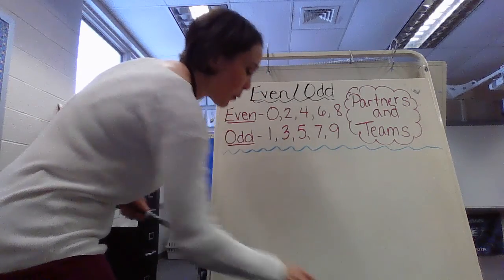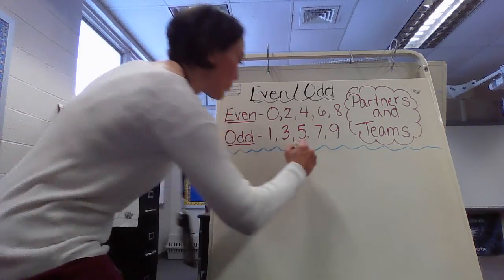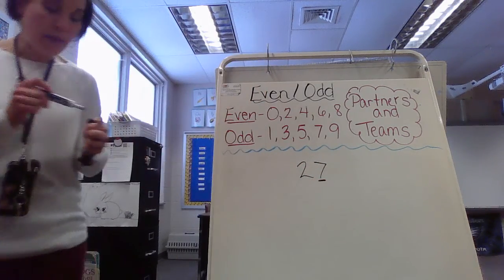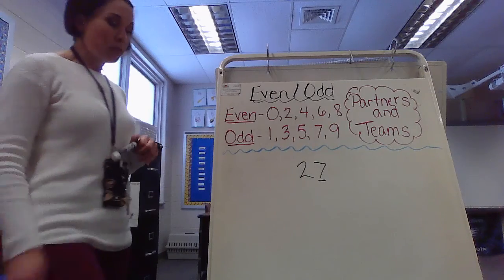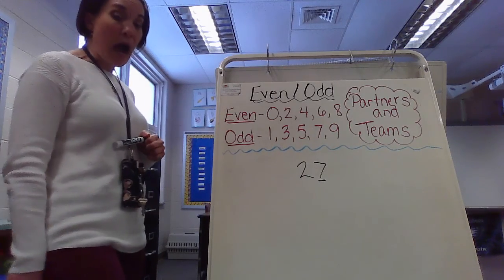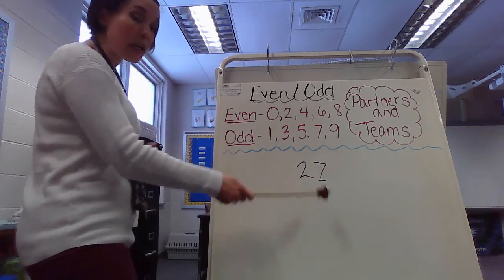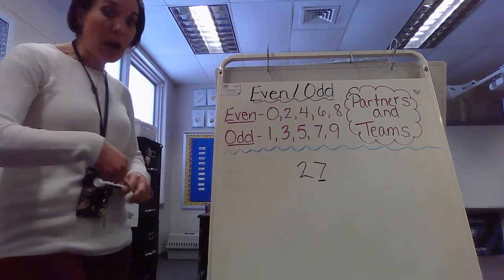Let's put another number up there. Let me put up 27. I'm going to underline the ones place. 7 is an Odd Bob: 1, 3, 5, 7, or 9. So basically, 27 is an odd number.